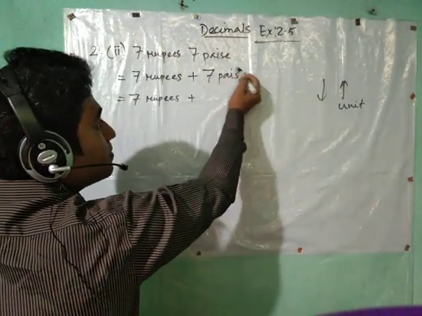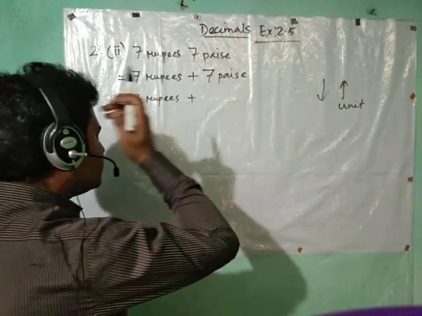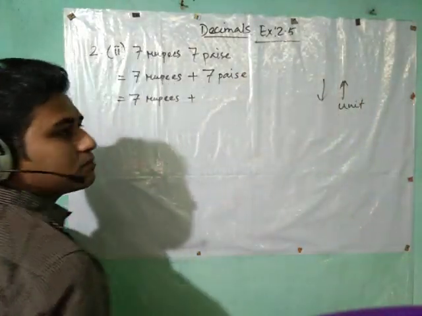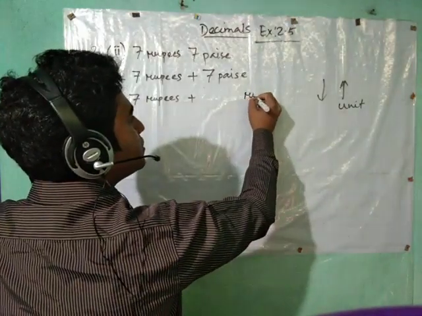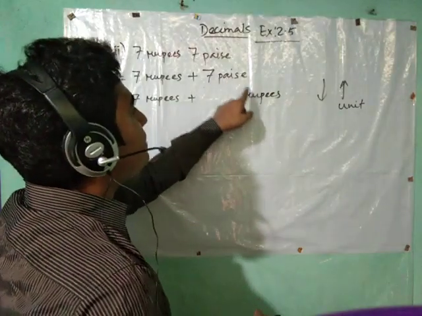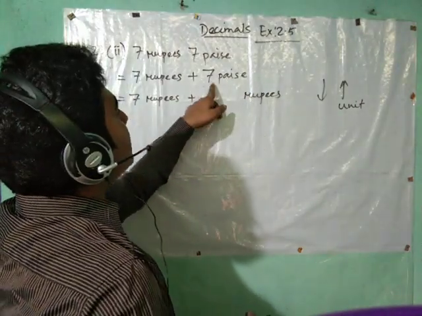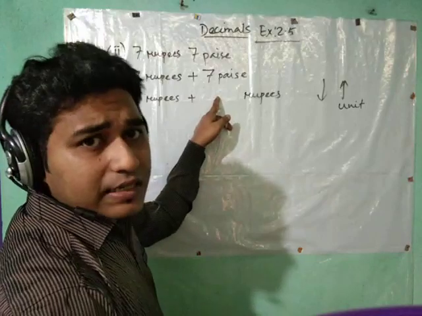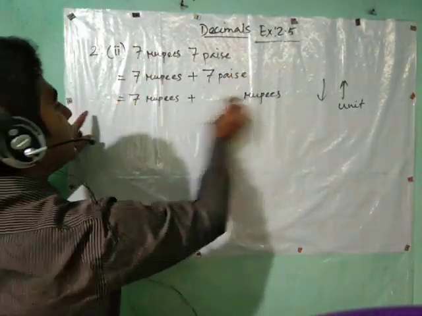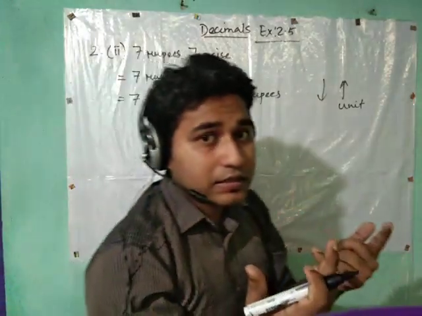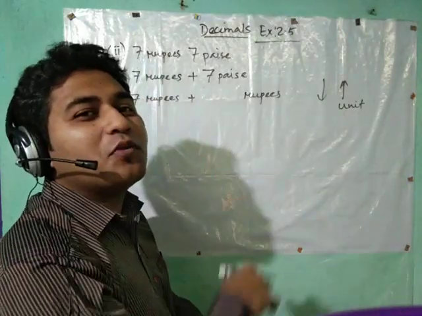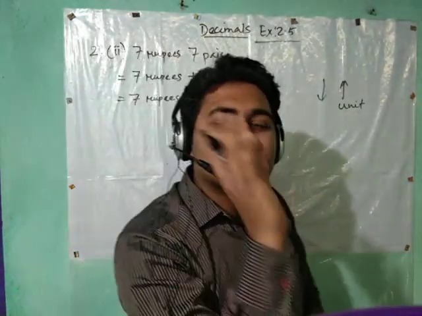If I convert this paisa into a greater unit, rupees, that means I am already making it larger. So we have to make the number along with it smaller, otherwise how can we equate it with the whole statement? We cannot. So that means we have to make it smaller. Now what are the ways to make it smaller?